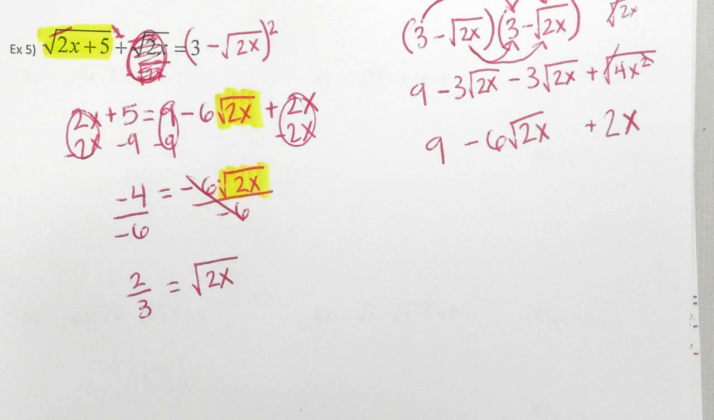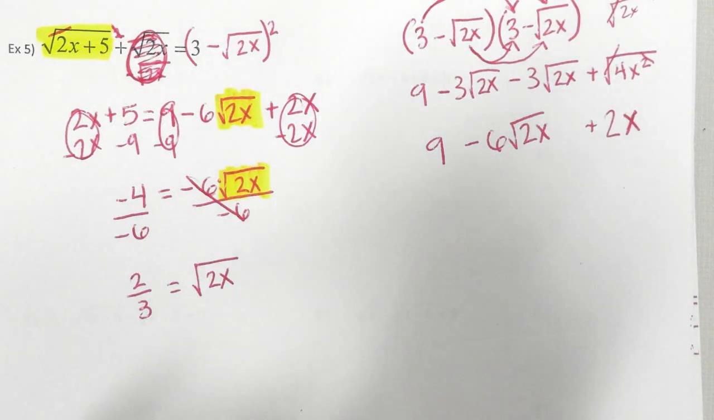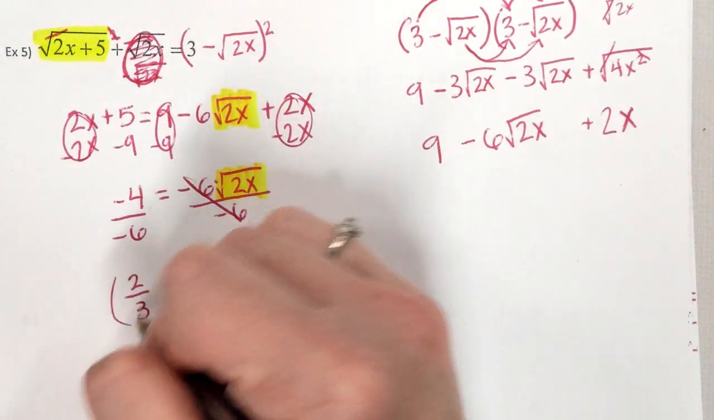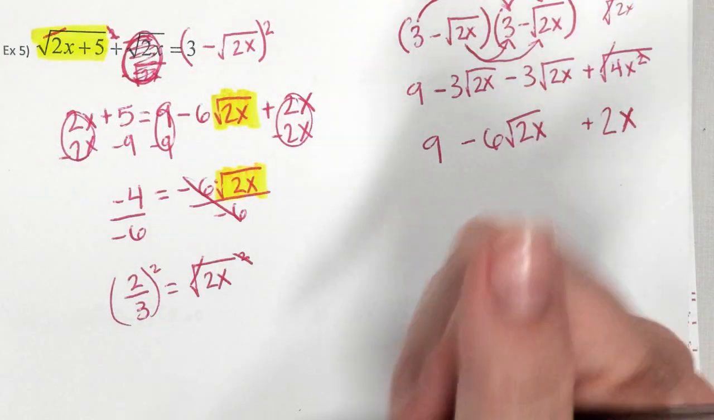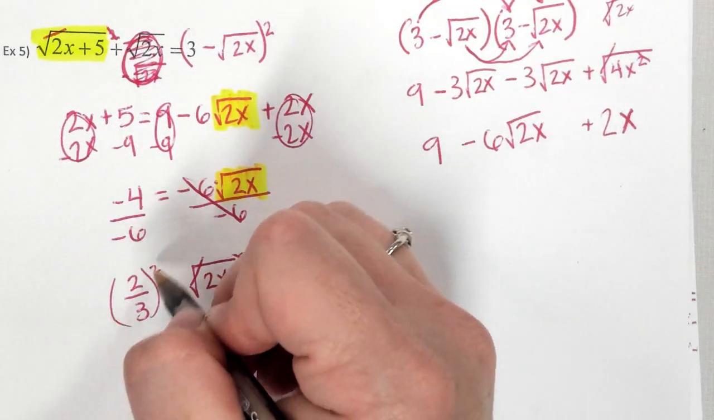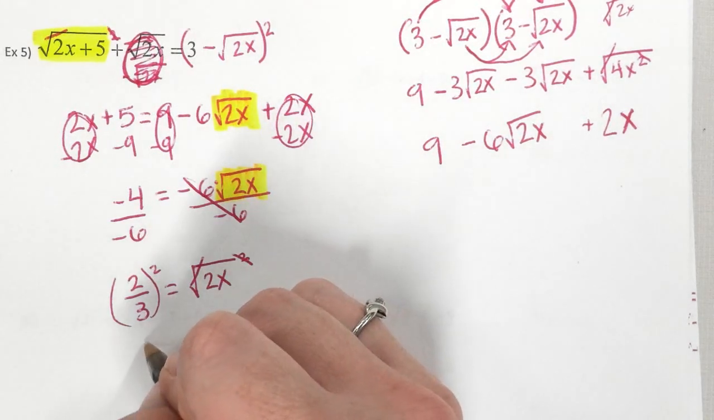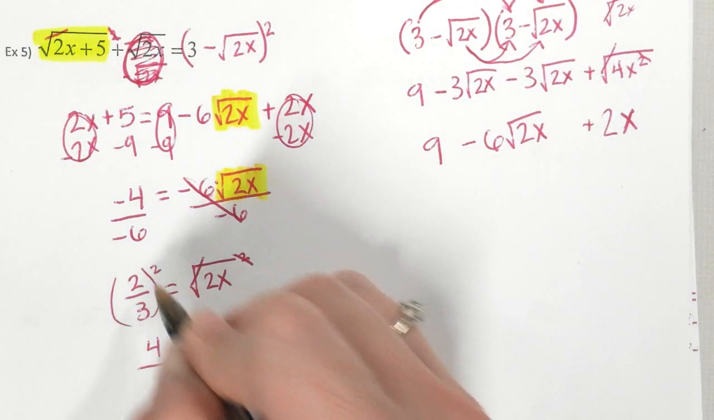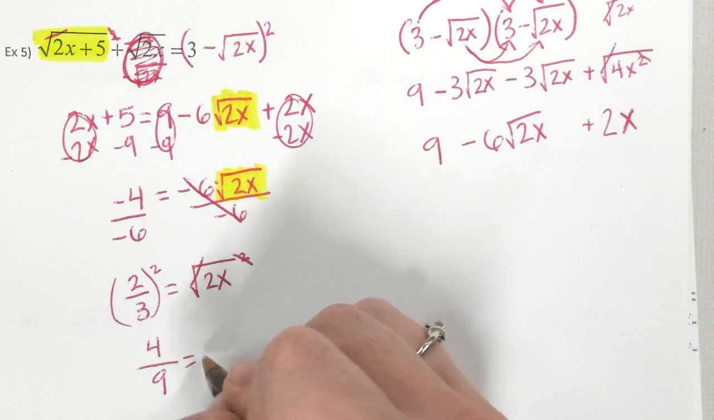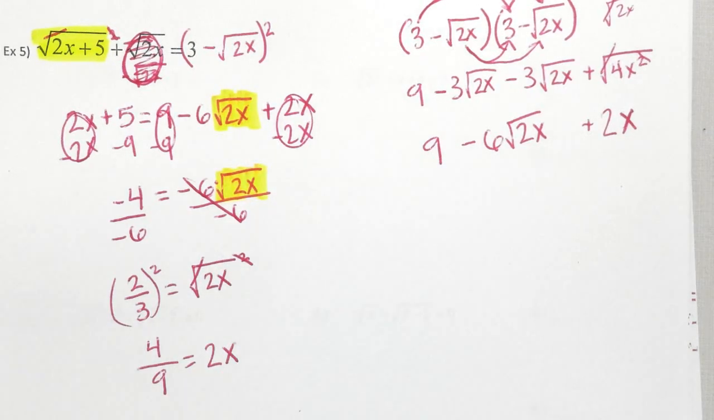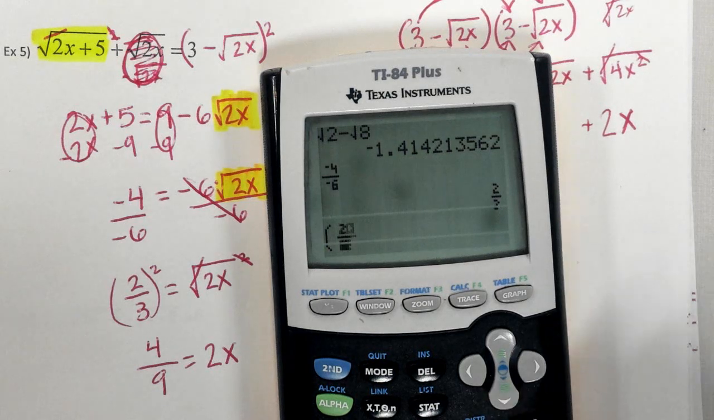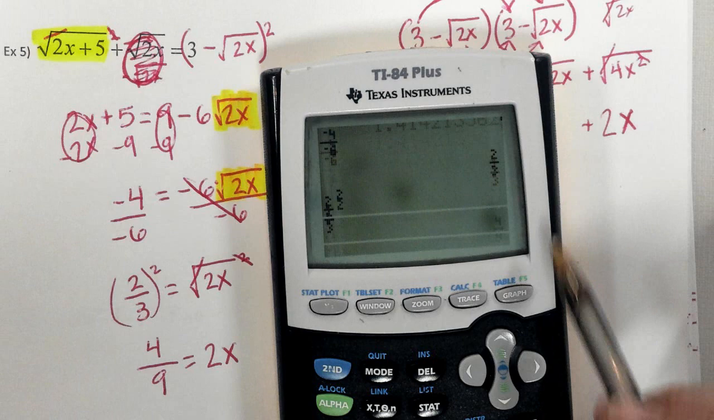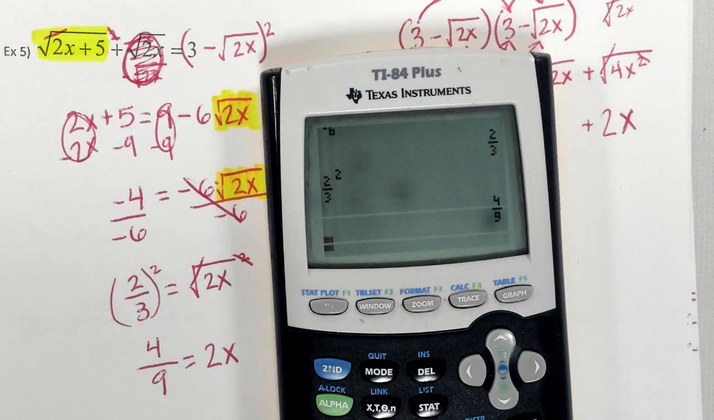So now what do I need to do? Square both sides. Now, don't freak out when squaring a fraction. You could do it in your calculator. Or what's 2 squared? And what's 3 squared? You just have to square the top and the bottom. That's all you got to do. However, you could have typed it in your calculator. And you get the same thing. So it will do it for you.